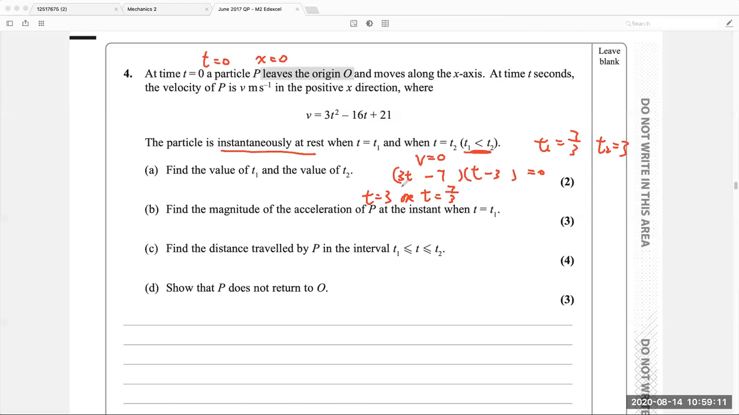Easy 2 marks. Then find the magnitude of the acceleration of P at the instant t equals t1. If you want to find the acceleration, that means you need to differentiate the velocity once. I think it's not difficult. Then you substitute the value when t equals t1, that means you substitute 7 over 3. It's so easy to get the 3 marks. Oh, it's negative 2. You may say that the magnitude is 2, because the negative sign means the direction of the acceleration.